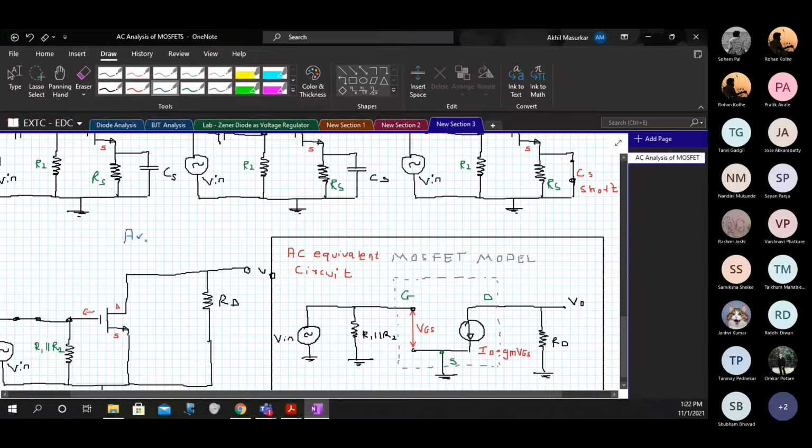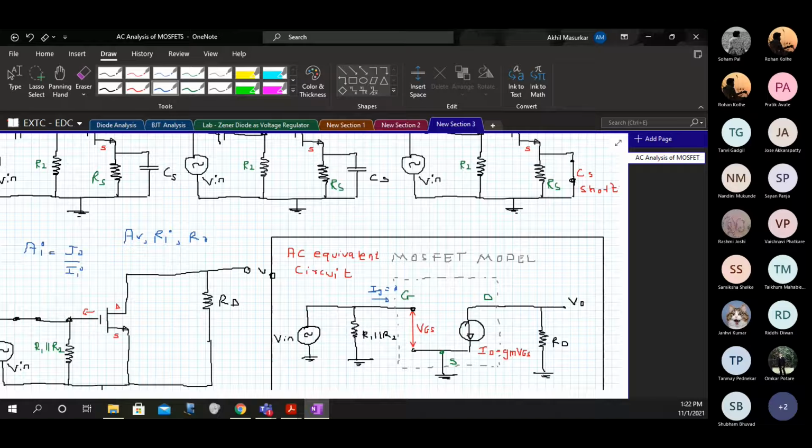Simple. Voltage gain, Ri and R0. For MOSFETs we don't calculate AI because AI is nothing but I0 upon II. But the input current here, the gate current Ig, is always equal to 0 because there is an open circuit between gate and source and gate and drain. So basically the current gain is infinite. So infinite means it cannot be defined properly. That is why we don't even calculate current gain for this device.